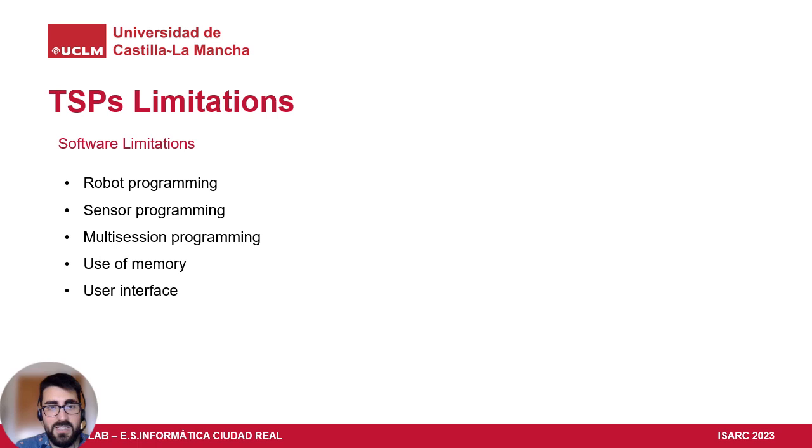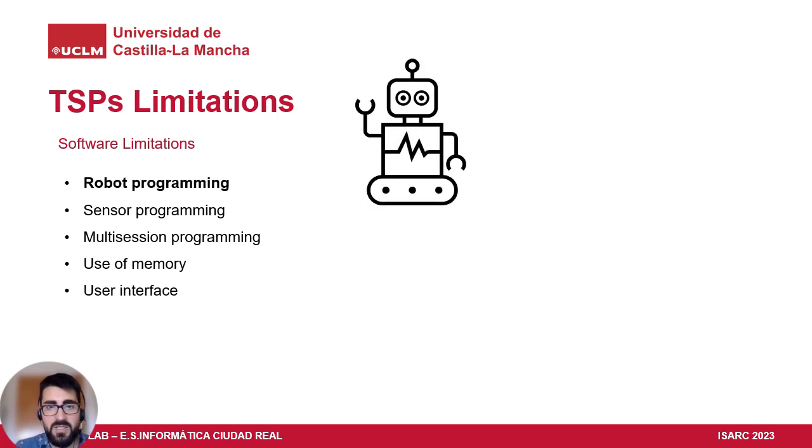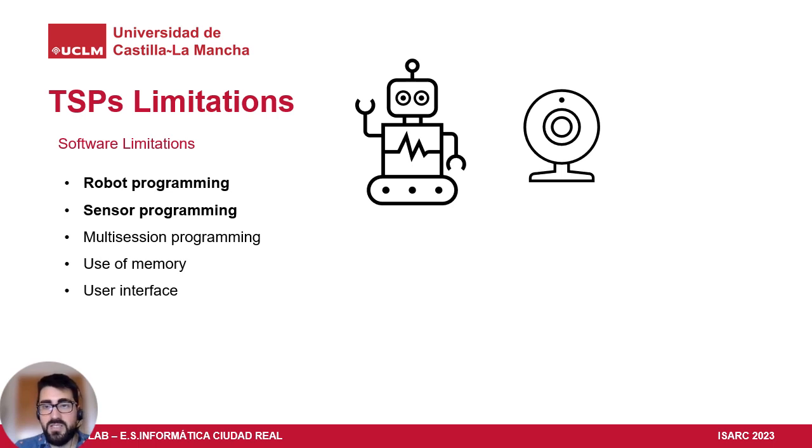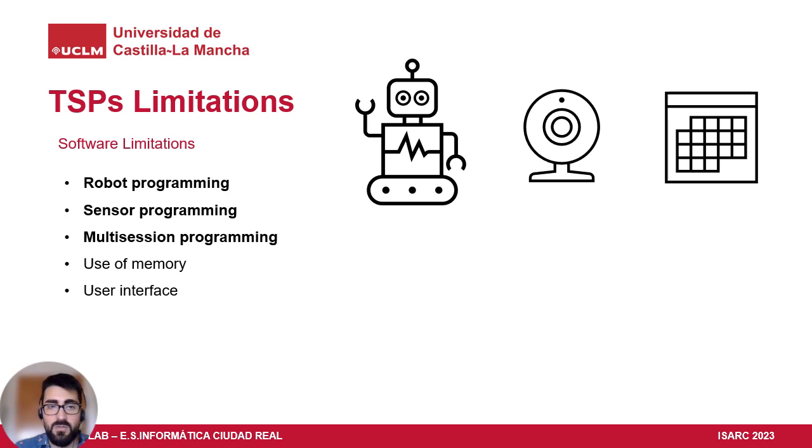In software limitations, we can find robot programming. Bibliography shows that most of the thermal scanning platforms are implemented under ROS. Sensors programming: the external sensor must be integrated in ROS, and some specific tools such as software development kits are required. Multi-session programming: there are just a few cases in which the robotic platform performs multiple data collection during a period of time.